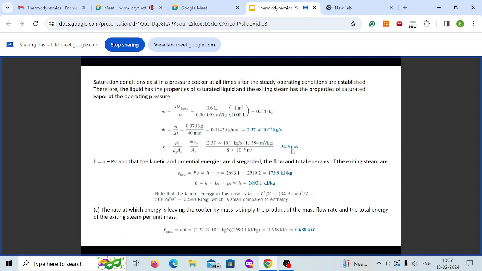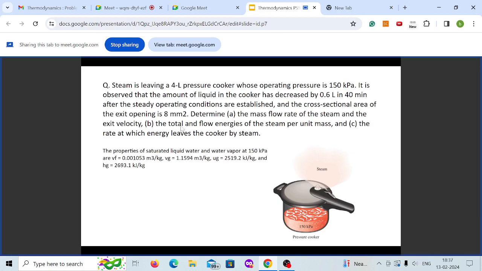Okay, so we have solved the first part. We'll see the next one, which is the total and flow energies of the steam per unit mass.